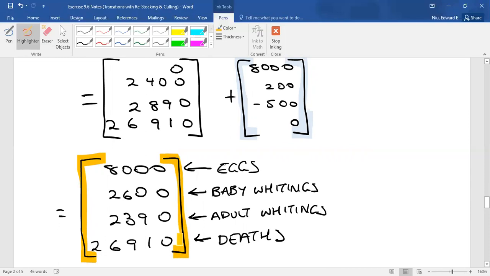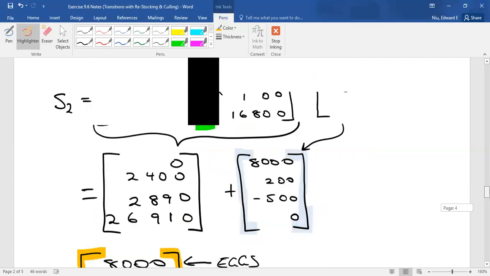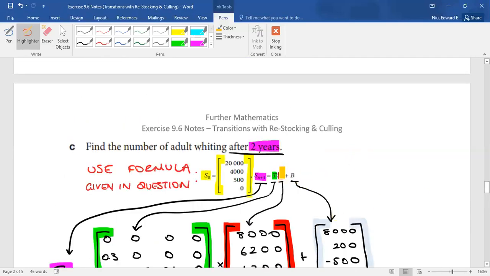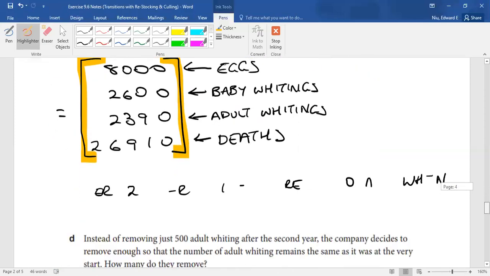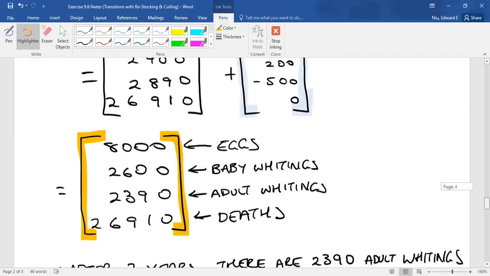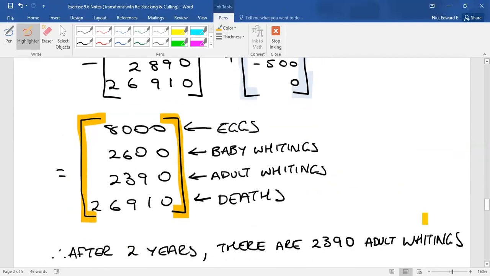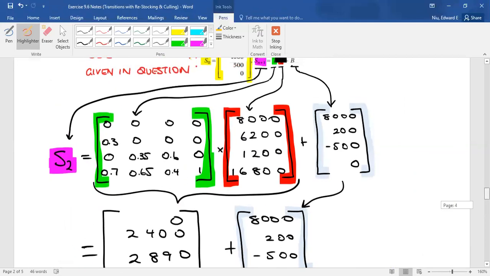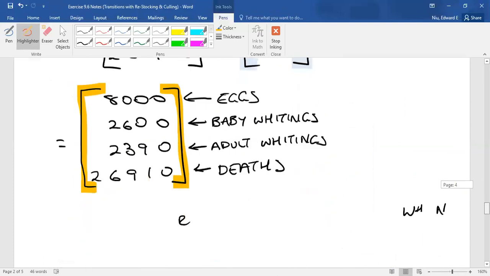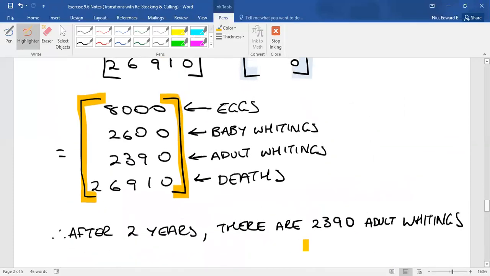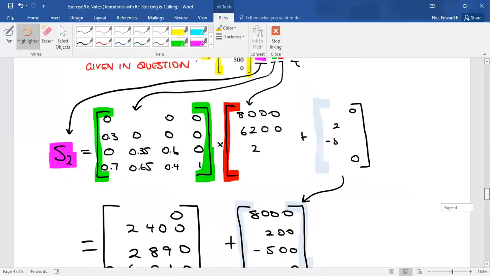Right. So if we have to find year 3, we would take this year 2 and plug it into the red part, the SN, or in example B, the yellow part. So hoping you guys understand what's going on. Again, the question here was asking for the number of adult whitings after 2 years. And after 2 years, there are 2,390 adult whitings based on the third row of our matrix that we found out in part C.